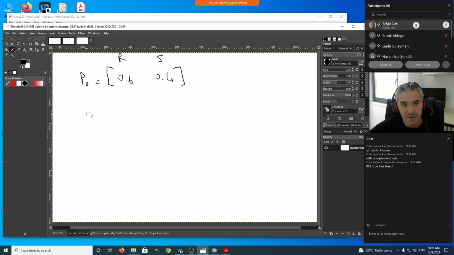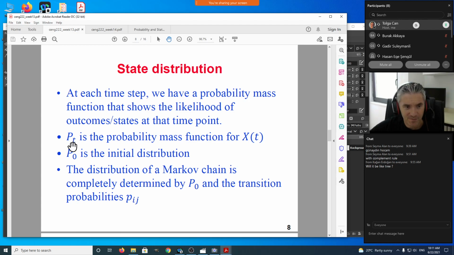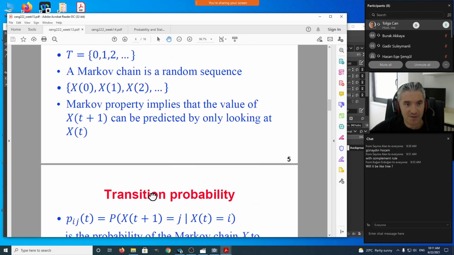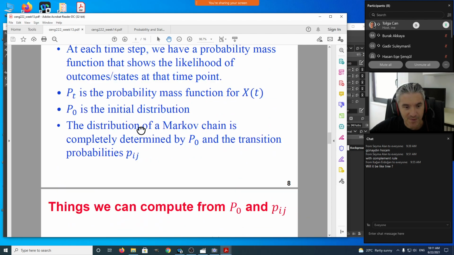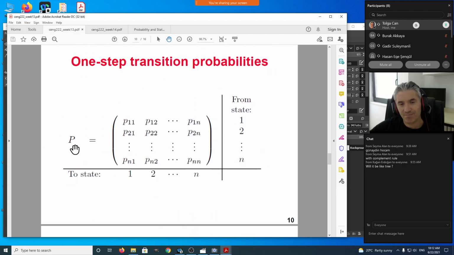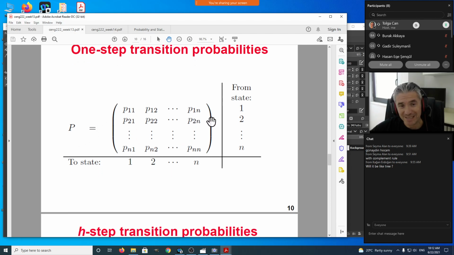Given this, in order to find P1, or given Pt in order to find Pt plus 1, P1 could be found by multiplying P0 with the capital P, another capital P, not subscripted. So these P's are all different; this one is like an italic Pt. We had just two slides before, we also named the transition probability matrix. So this is the probability mass function, and this is the state distribution at time h. This is called P here in the book too. So this matrix, the one-step transition probabilities matrix, is also called P with no subscript.